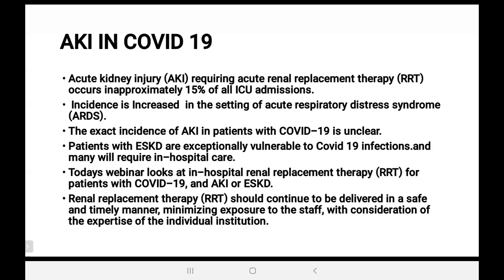Renal replacement therapy should continue to be delivered in a safe and timely manner, minimizing exposure to the staff, with consideration of the expertise of the individual institution. The protection of the renal unit staff is extremely important, and the need for adequate personal protective equipment is extremely important and must be observed.